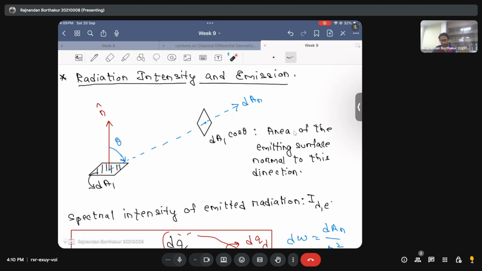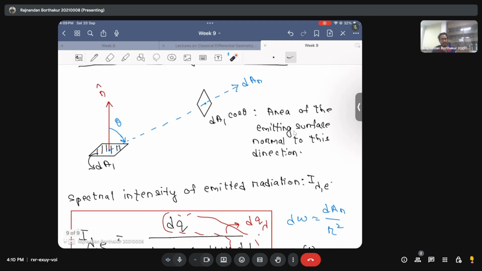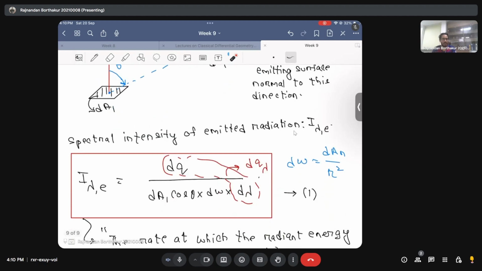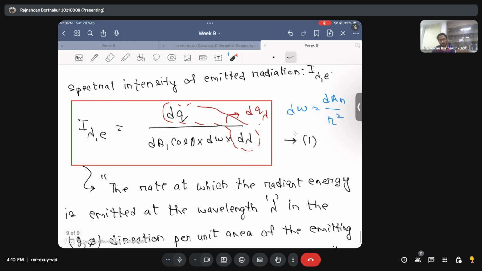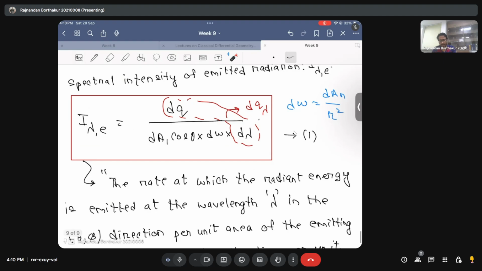Then, considering this scenario, you define something which is known as the spectral intensity of emitted radiation. It is denoted as I lambda E, and it is defined as follows. From equation 1, you can see that it is defined as the quantity dq divided by dA1 cos theta, which is the normal area, times a quantity d omega and d lambda. We will try to understand these quantities d omega and d lambda.